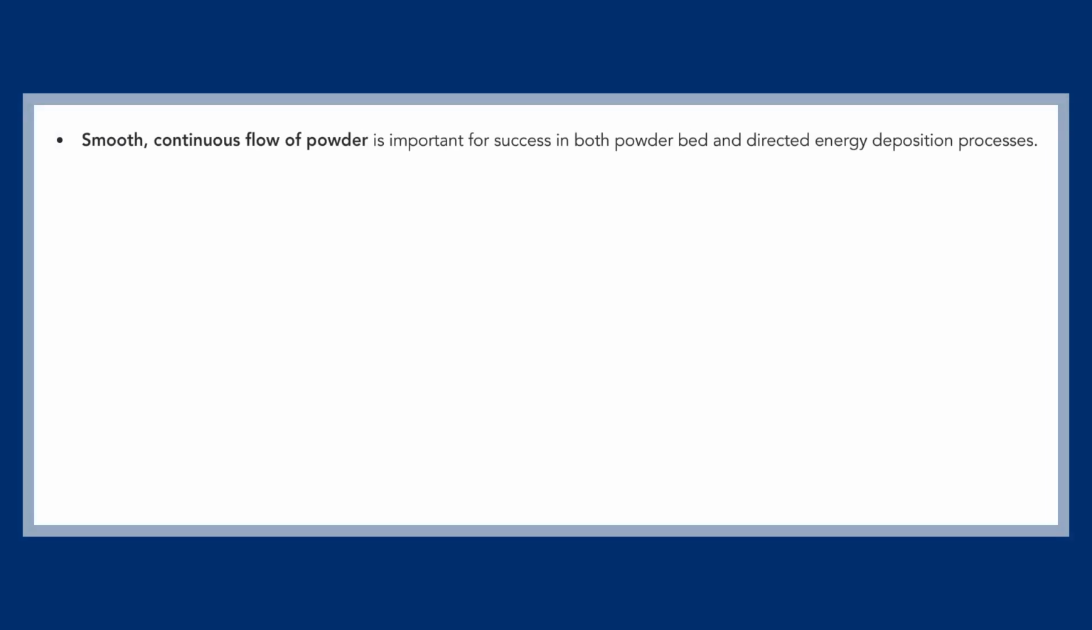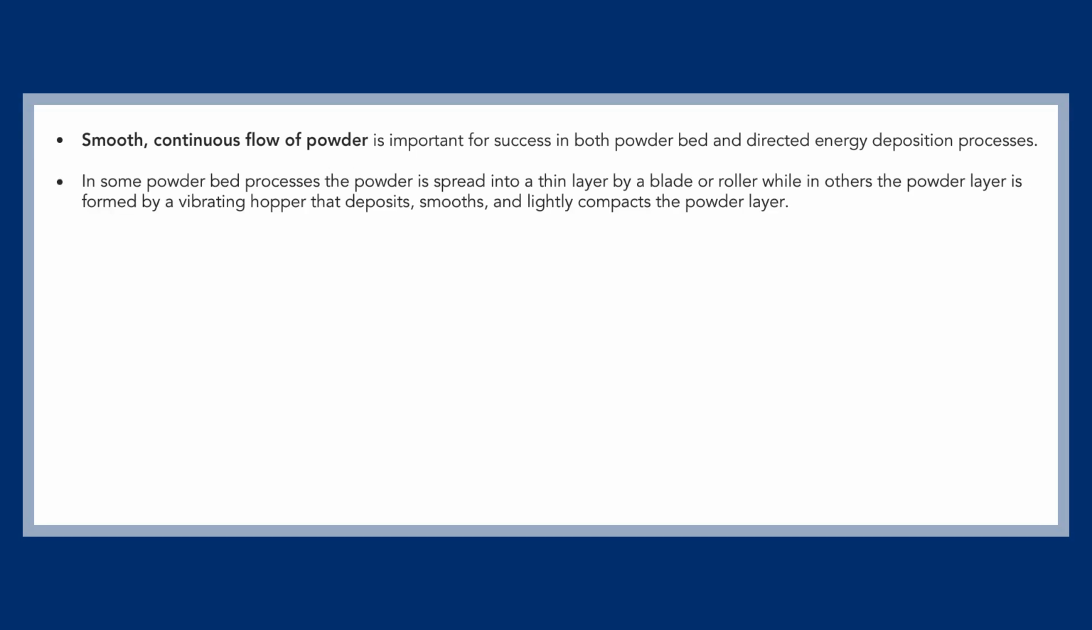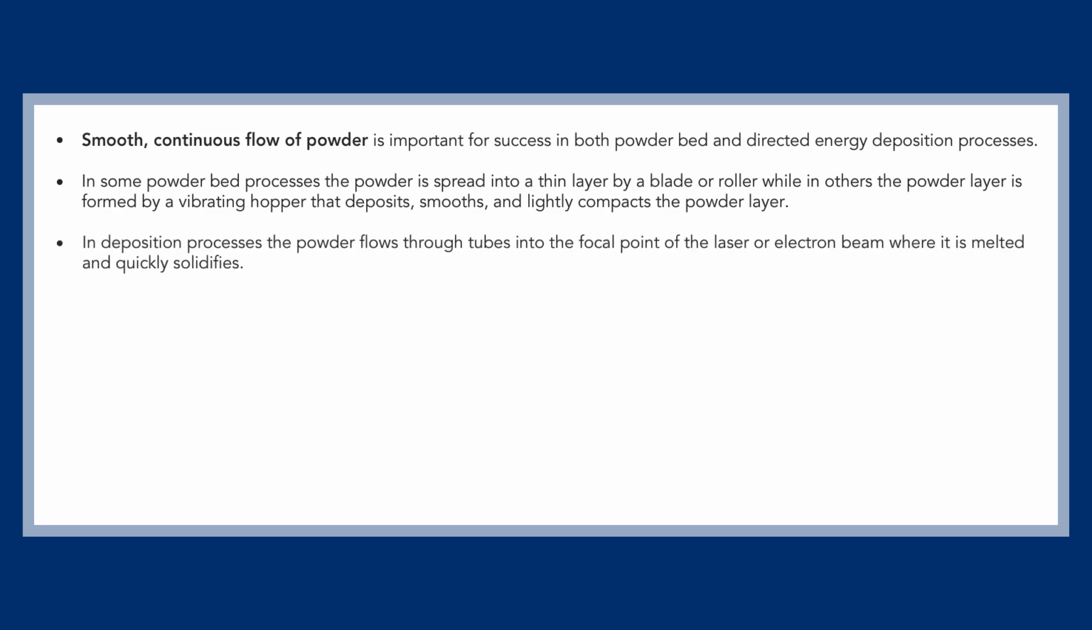Smooth, continuous flow of powder is important for success in both powder bed and directed energy deposition processes. In some powder bed processes, the powder is spread into a thin layer by a blade or roller, while in others, the powder layer is formed by a vibrating hopper that deposits, smooths, and lightly compacts the powder layer. In deposition processes, the powder flows through tubes into the focal point of the laser or electron beam where it is melted and quickly solidifies.